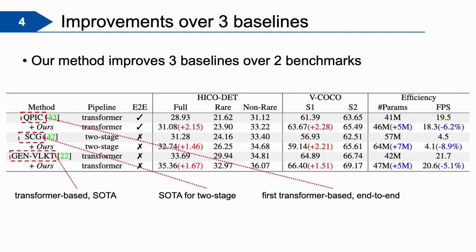Our method achieves obvious improvement on three baselines. These baselines are representative of existing methods. The first, QPIC, is the first transformer-based method. It is end-to-end. The second is a method following the traditional two-stage pipeline. It is the SOTA of two-stage methods. And the third is a transformer-based method, and it is previously the SOTA.